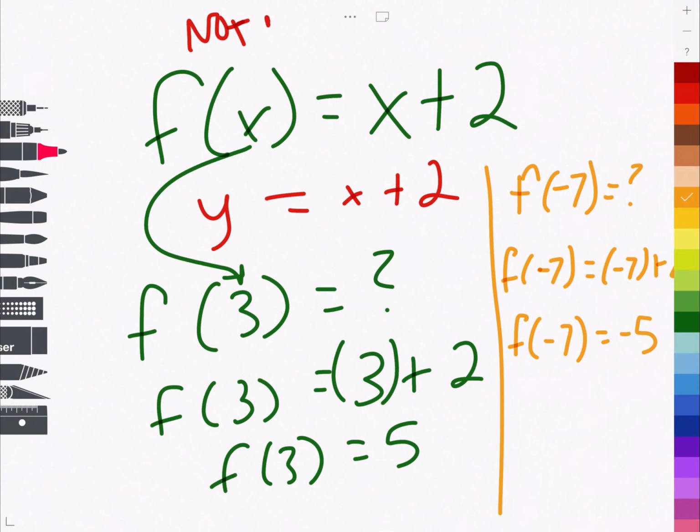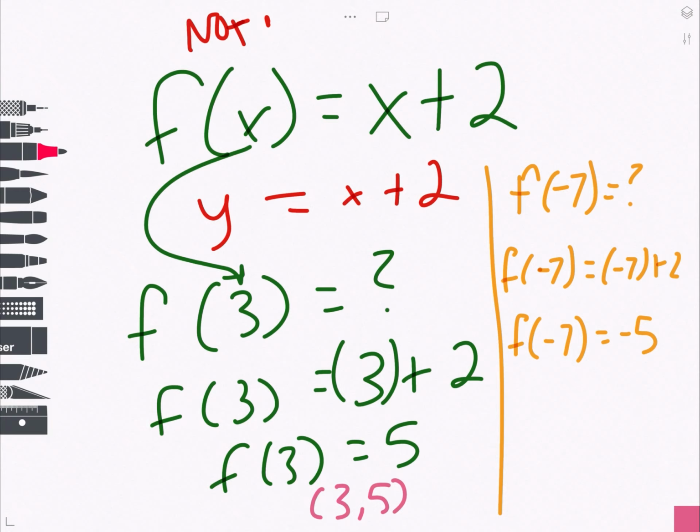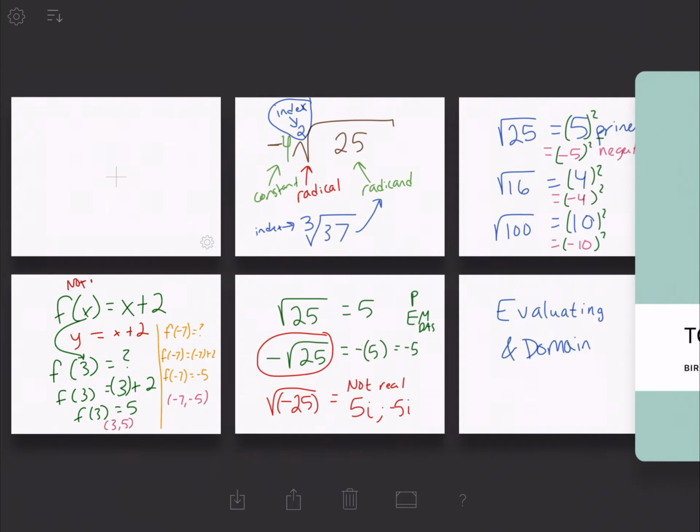The really nice thing about function notation, and pretty much the reason we use function notation, is it gives you a coordinate. So f of 3 equals 5 would tell me 3, 5. f of negative 7 equals negative 5 would tell me negative 7, negative 5. And that's my two sets of coordinates. It shows you your input and your output right together. Okay, so now let's look at how that helps us out with domain.